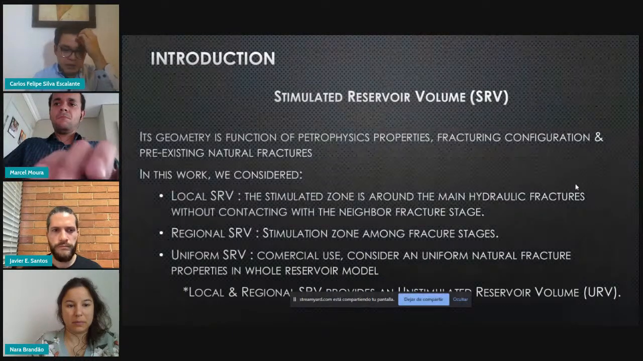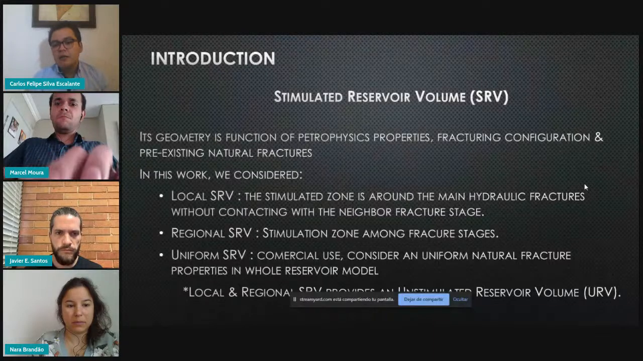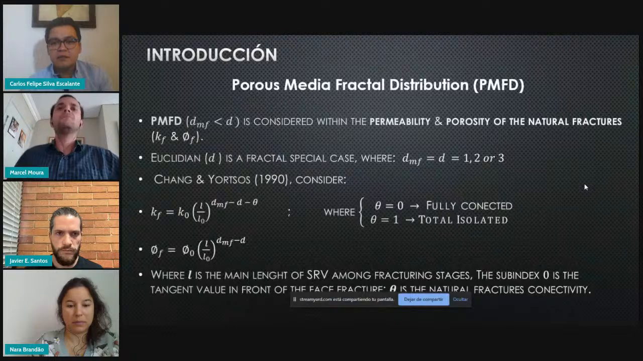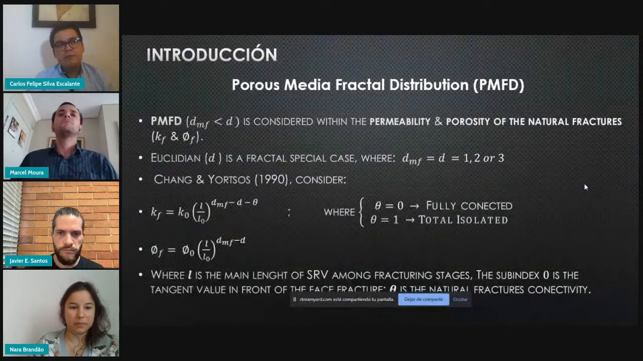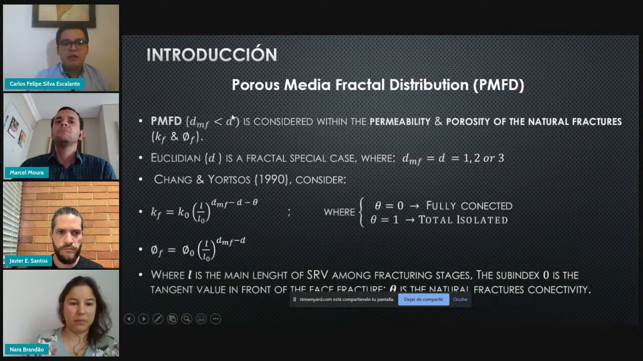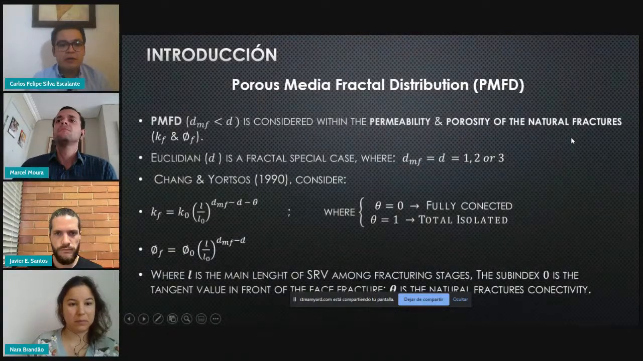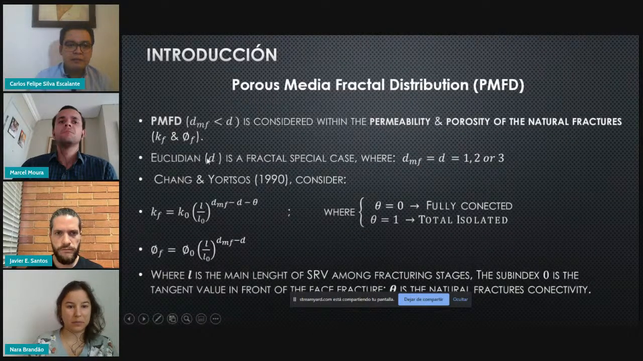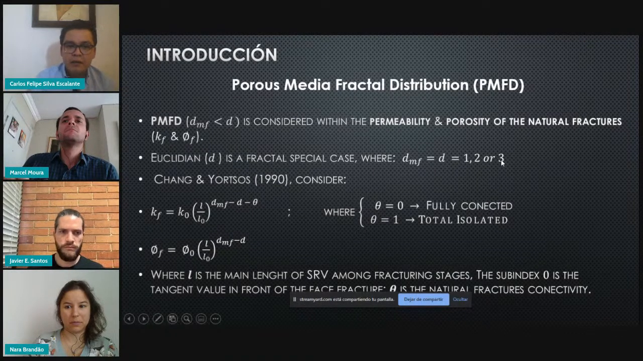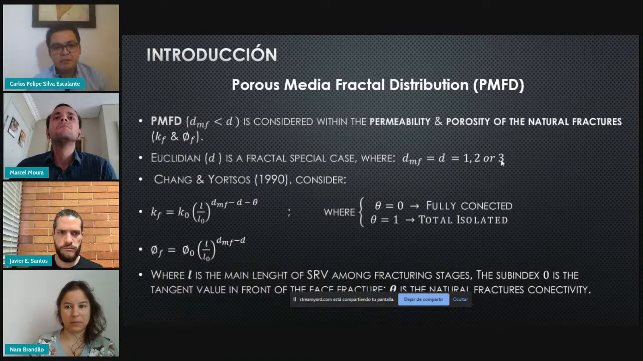Then one note: local and regional SRV provide an unstimulated reservoir volume, URV. The porous media fractal distribution, PMFD, has a fractal dimension less than the Euclidean dimension, and is considered within the permeability and porosity of the natural fractures. Euclidean D is a special case of fractal where the fractal dimension is the same as the Euclidean, and it can be 1, 2, or 3, depending on the flow dimension.